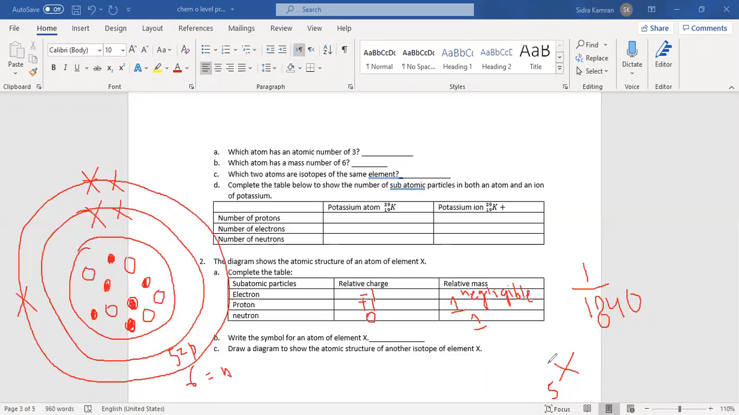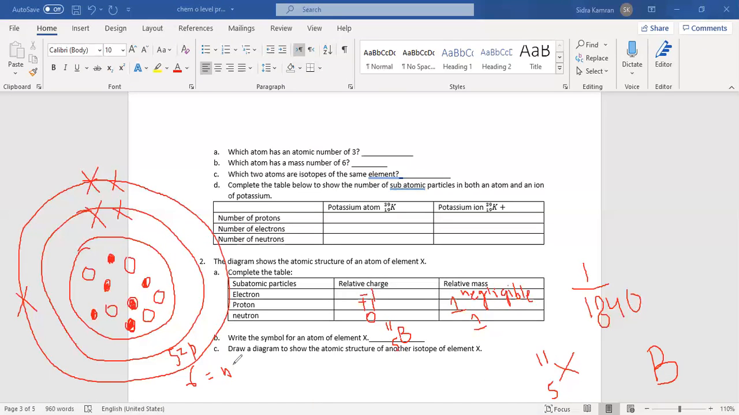And atomic mass is the sum of protons and neutrons. So 6 plus 5 will be equal to 11. As we know, atomic number 5 and atomic mass 11 is for the boron atom. So we have to write here boron, atomic number 5, atomic mass 11.